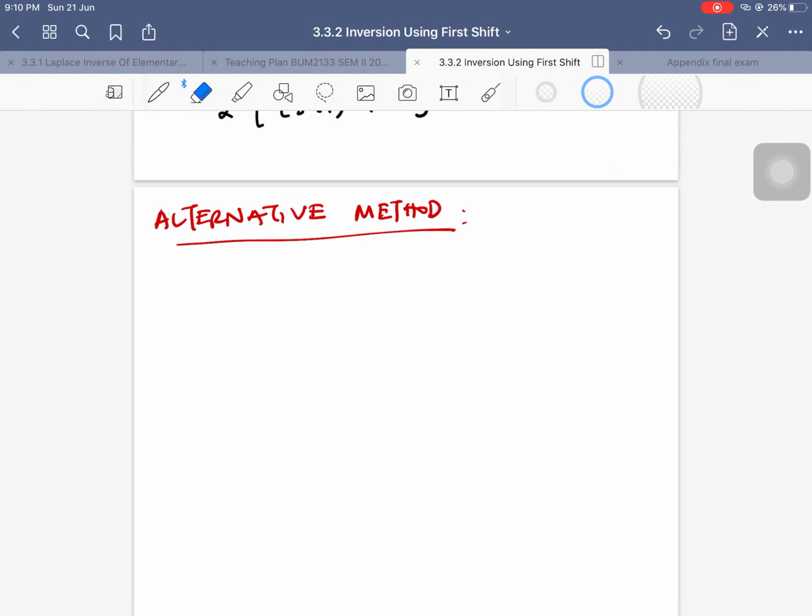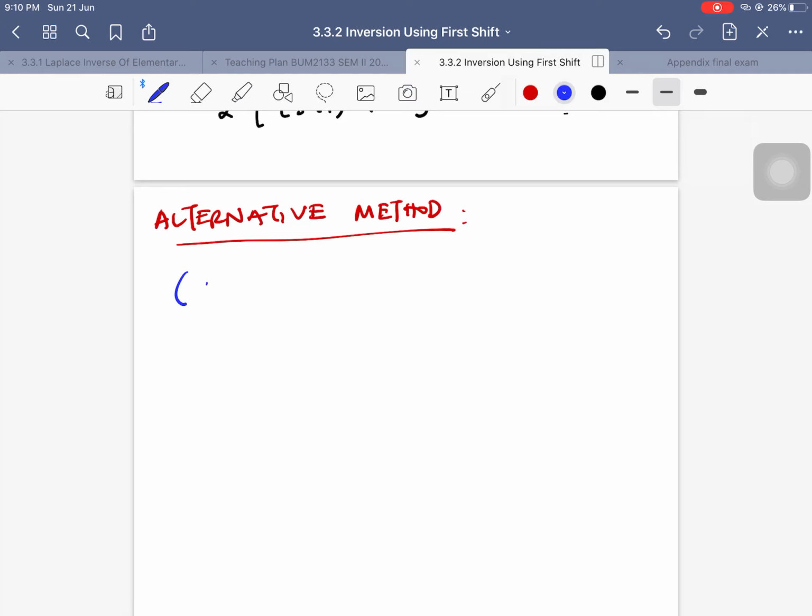Alright, instead of the method where you have to apply the formula, I'm going to show you an alternative method where you don't have to use the formula. What we're going to do is just use algebraic manipulation to get the complete square. First, I'm going to show you where this idea is derived from.